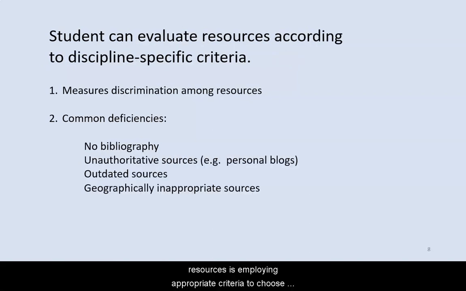The last step in selecting resources is employing appropriate criteria to choose among them. This type of evaluation is at the heart of information literacy because it demonstrates that the student is able to apply critical thinking to the search process. Items that are clearly outside the scope of the project suggest that the student does not have sufficient knowledge to recognize a weak or inappropriate source, or has terminated the process too soon, before the best possible information has been identified.